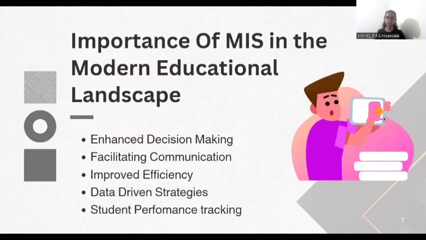Finally, I am going to talk about the importance of MIS in the modern education landscape. It enhances decision making. It facilitates better communication among staff, students, parents, and other relevant people. It improves efficiency. It helps with data-driven strategies as well as student performance tracking, such as student progress, attendance, and results.